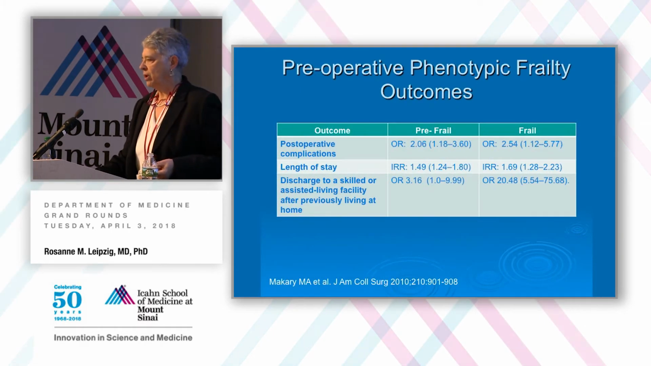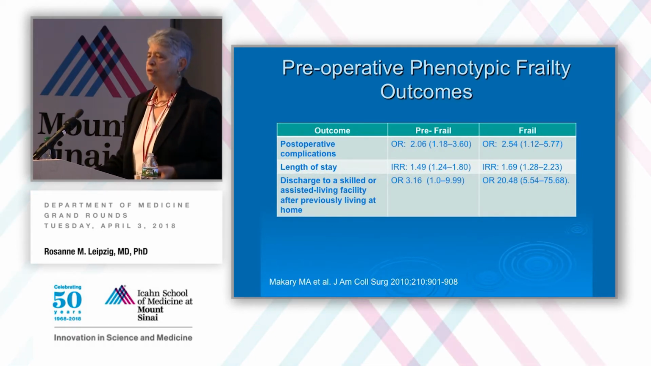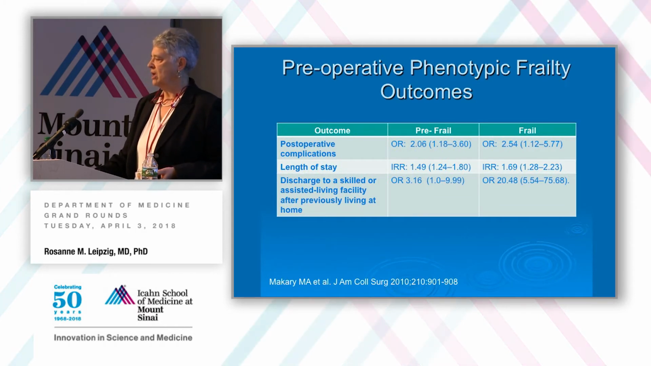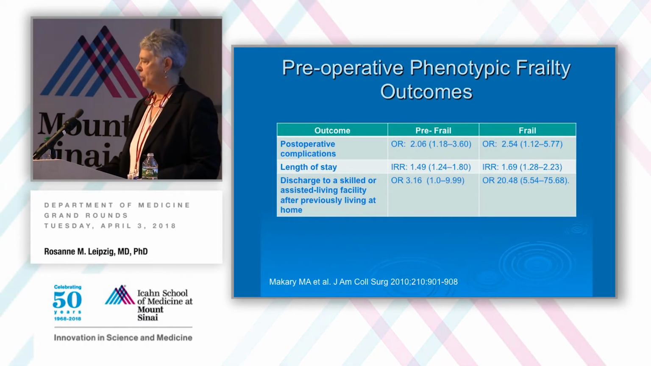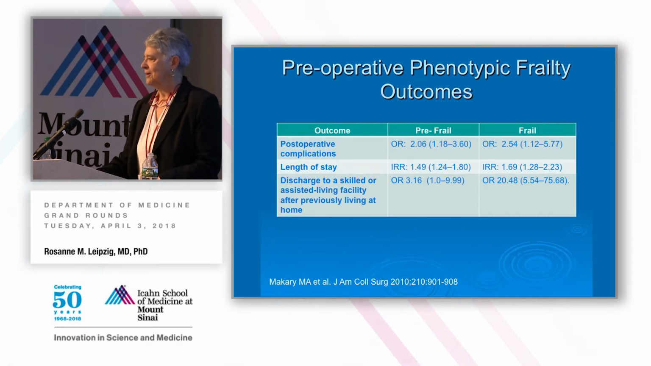Preoperatively, it works the same way. Okay, these are post-operative complications. Here it's very interesting. Pre-frail and frail are equally at risk for postoperative complications, for an increased length of stay, and for discharge to an assisted living after previously living at home. You know, there weren't a whole lot of these folks, which is why you've got that kind of a confidence interval. Okay?